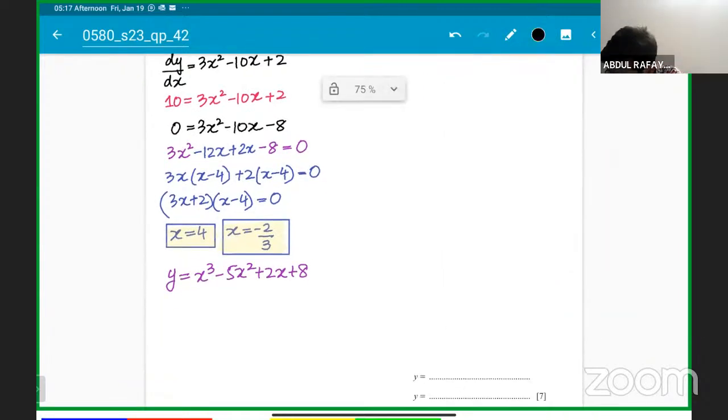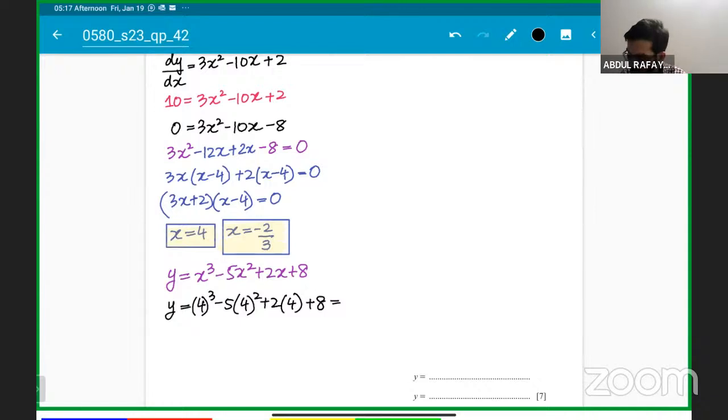So students need to understand that y = 4³ − 5 times 4² + 2 times 4 + 8. That will be 4³ − 5 times 4² + 2 fours are 8, plus 8. That is coming 0. So one of the coordinates is (4, 0). Understand, students? Everyone got this?